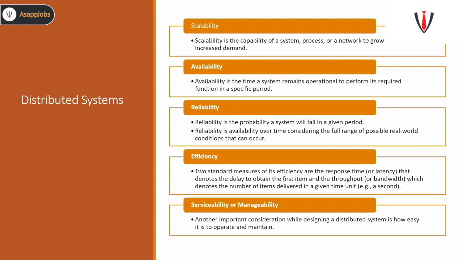And there are numerous others. So with distributed systems comes a lot of complexity. Your node might go down, your network might not behave the way you want, and that's where, when you design these systems, you want to think about them and see whether they are available or not, whether they're scalable or not, whether they're reliable or not, right? So reliability is the probability a system will not fail in a given period, and in other words, reliability is availability over time, right? Considering a full range of conditions that can occur.